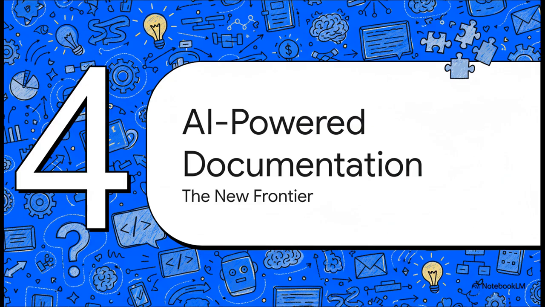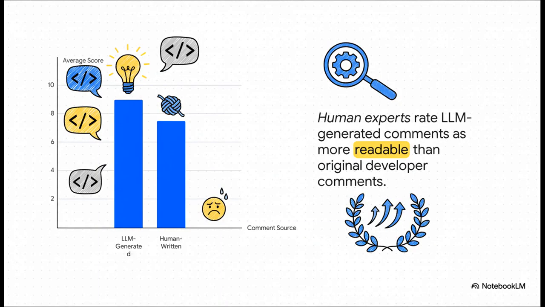Okay, let's pivot now to the newest tool in the kit, the one that everybody is talking about, artificial intelligence, specifically large language models. Could this be the silver bullet we've all been hoping for? Well, the early research is pretty fascinating. Take a look at this chart. It's from a study on readability. When an LLM was asked to generate comments for code, human experts consistently rated the AI's comments as more readable than the ones written by the original developers. That sounds like a clear win for AI, right?